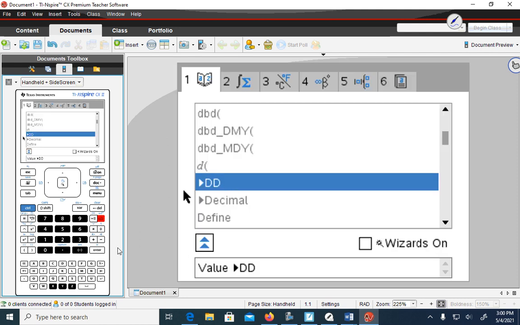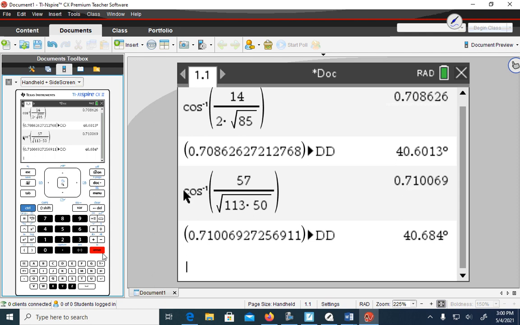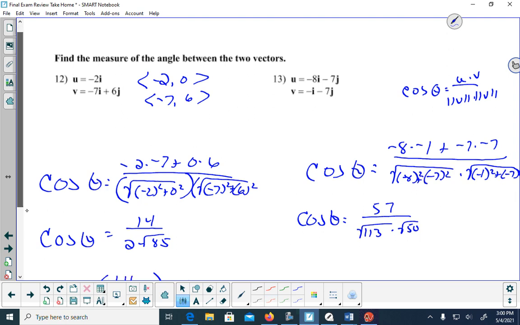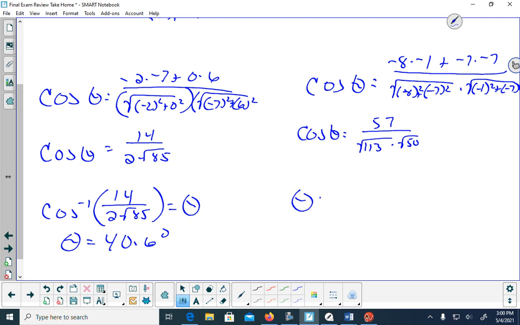Since I was in degree decimal last time, it's going to stay there. And I get an answer of 40.68. Oh, how funny. They're about the same. So this one is about 40. Theta will be about 40.68 degrees. And that's how I do finding the angle between two lines.